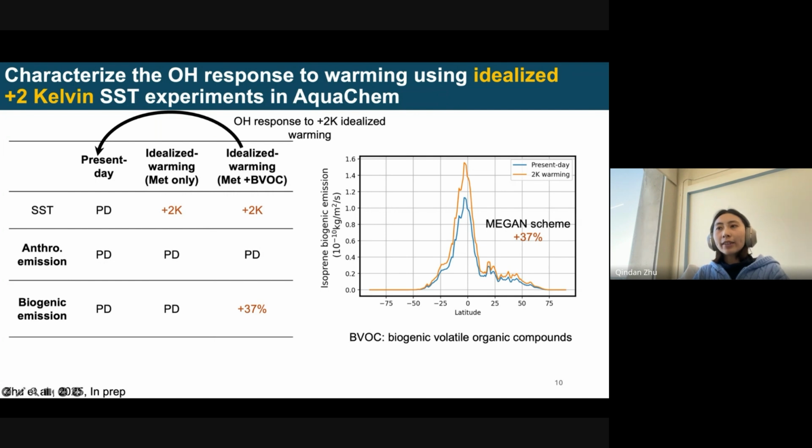Therefore, we set another idealized warming experiment with the increase in both SST as well as its biogenic emissions, and use this idealized warming experiment and compare it against the present-day scenario to quantify both indirect and direct OH response to these 2 Kelvin idealized warming. By comparing the first two simulations, we can assess how OH is directly responding to the warming through the changes in the meteorology. And by comparing the last two simulations, we can assess how these temperature-sensitive BVOC emissions will impact the OH budget.